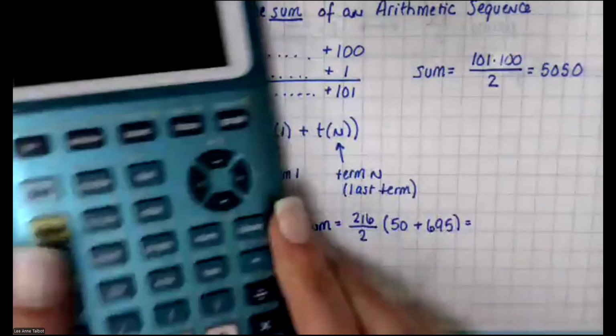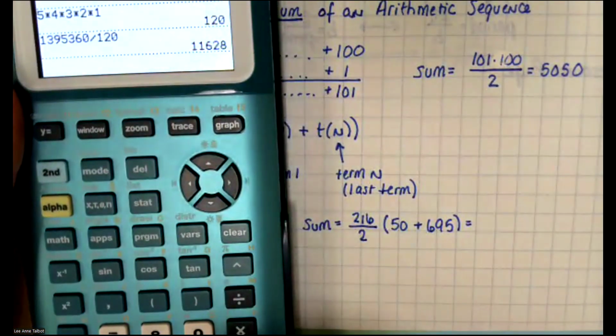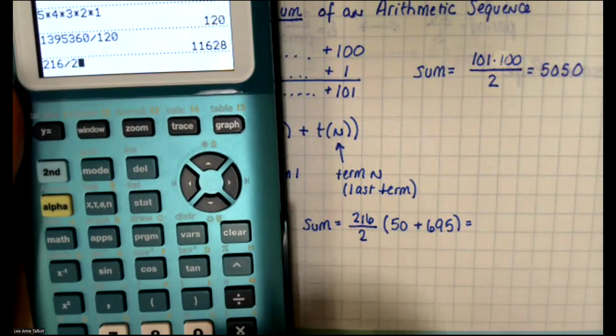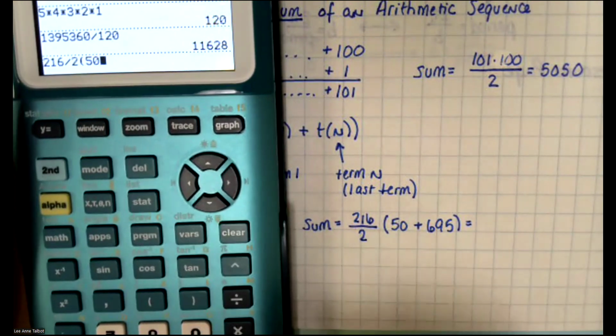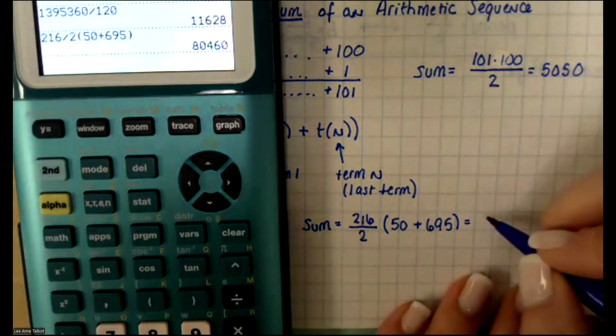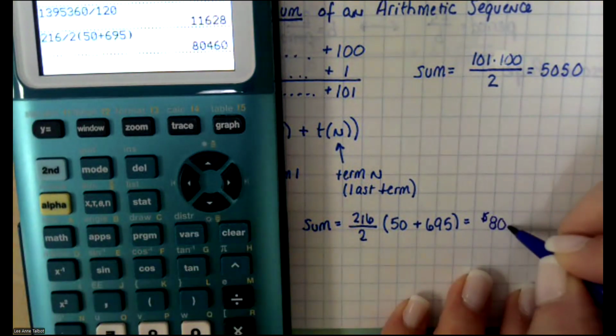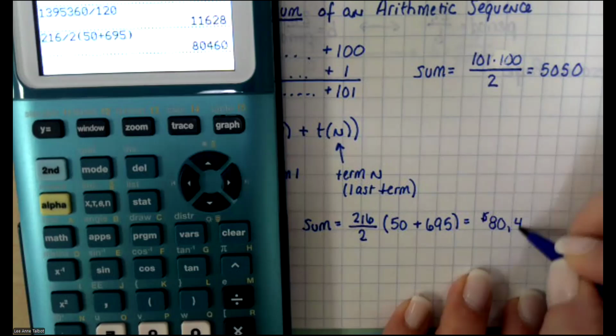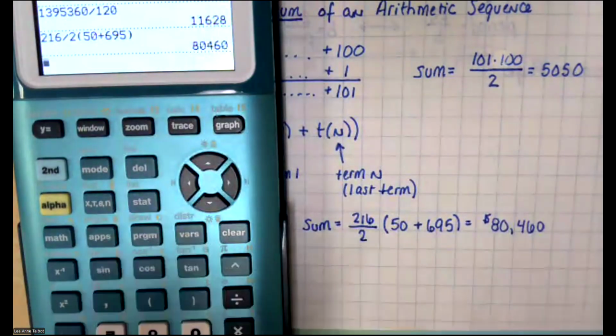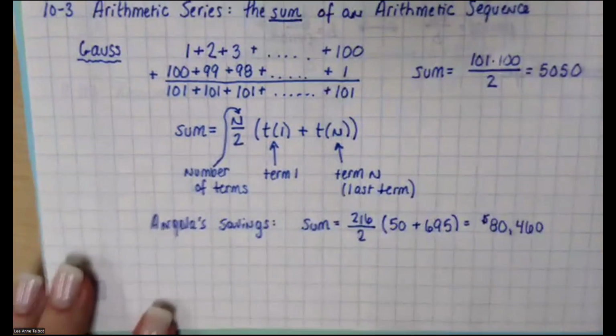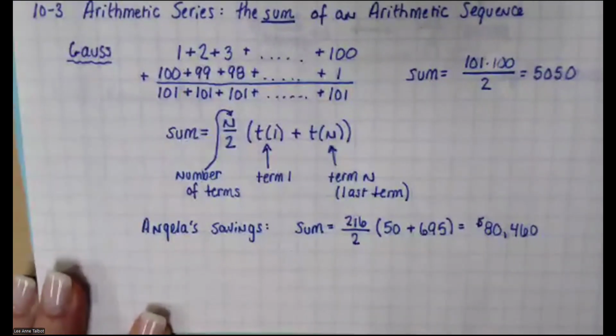Okay. So 216 divided by 2, parentheses, 50 plus 695. He saved for her $80,460, and that's without interest. So pretty good. What a nice man.